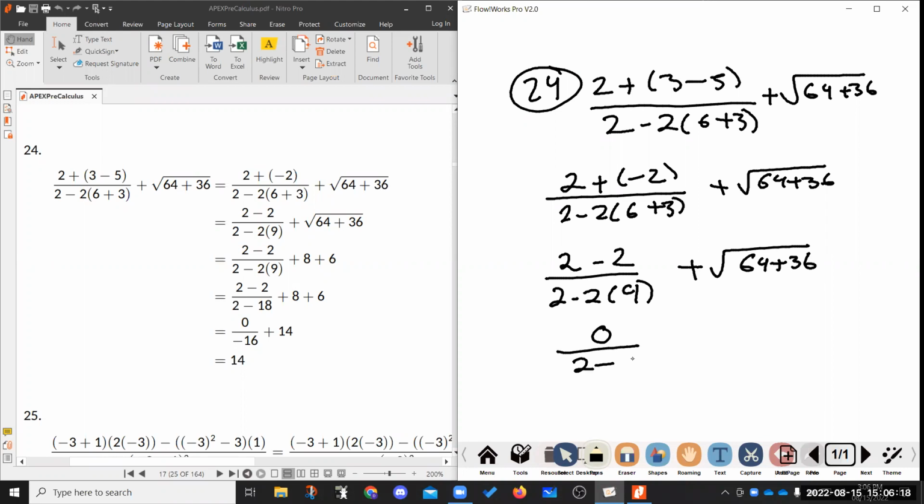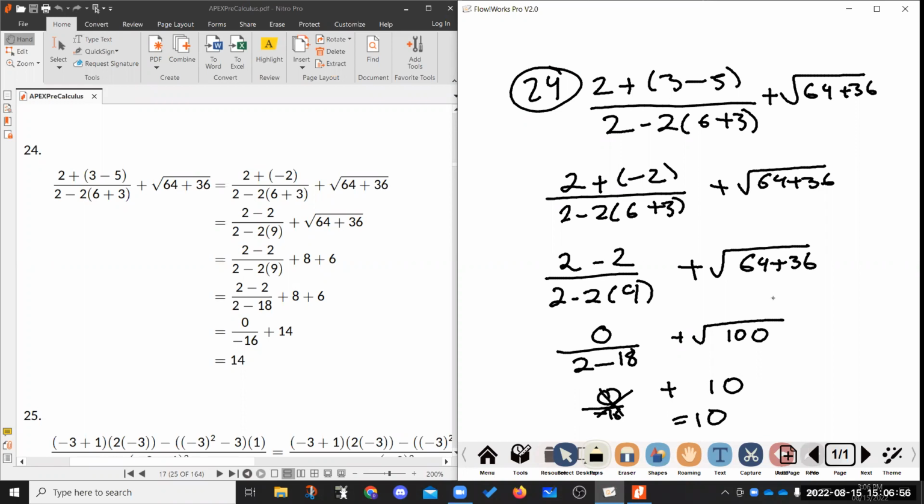over 2 minus 18. That's all fine, but you better not say that this is the square root of 64 plus the square root of 36. That's wrong. This is the square root of 100. So this is going to be 0 plus 10. 0 divided by any non-zero number is going to be 0. So this is going to be 0 over -16, which is 0. 0 plus 10 is going to give me 10.